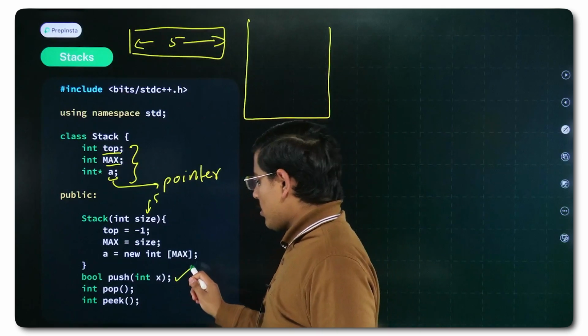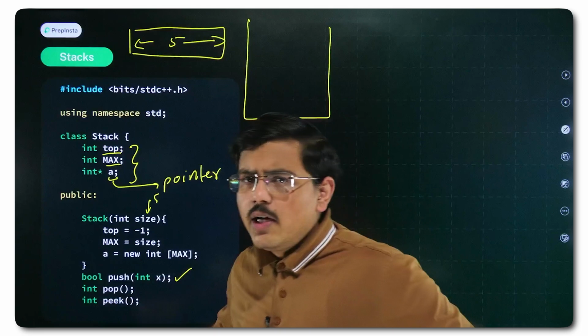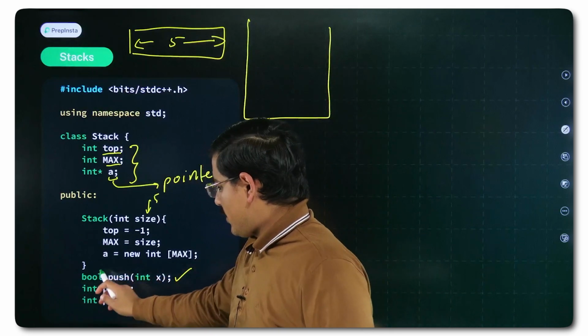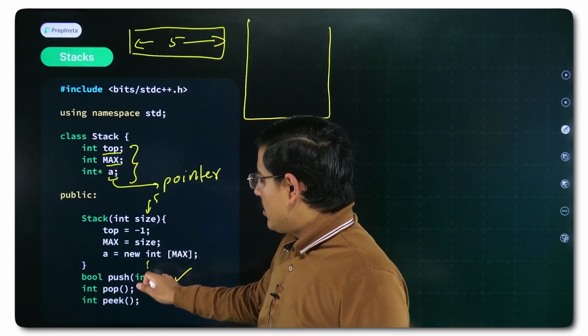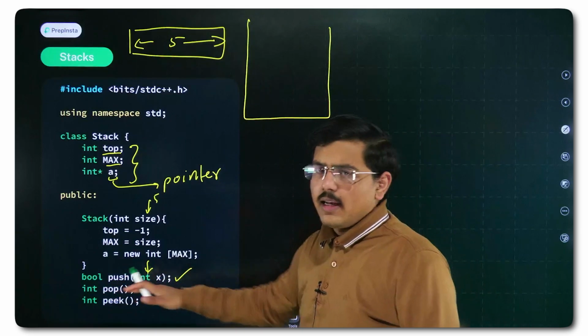Now I declare a function, which is the push function, and I have not defined what it will do right now. I have just declared it, which is a boolean type of function, and it takes a parameter of integer type. This is just a declaration of the function.